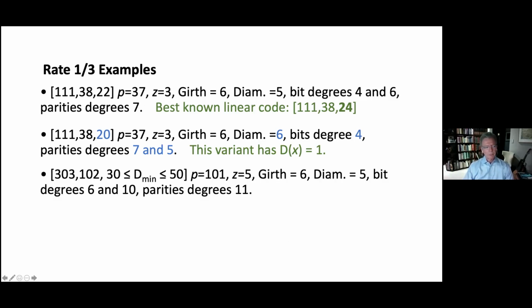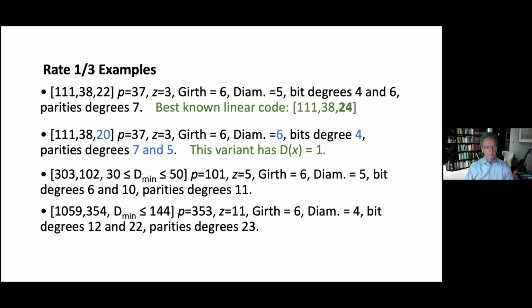Did another code of length 303. I think its minimum distance is 50, but I don't have a proof of that at this point. And you can see its parameters. And then I did one that would be longer to see what would happen there. If you had the best code known, you'd get something at least in the 170s for the minimum distance. But 144 is not too bad, you know. It's a very, very sparse code.